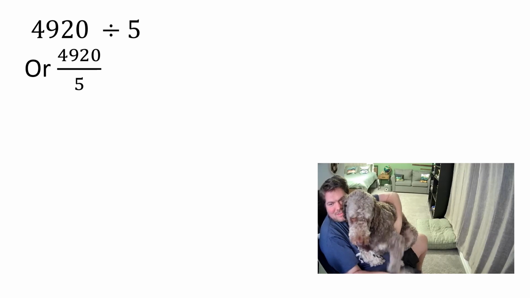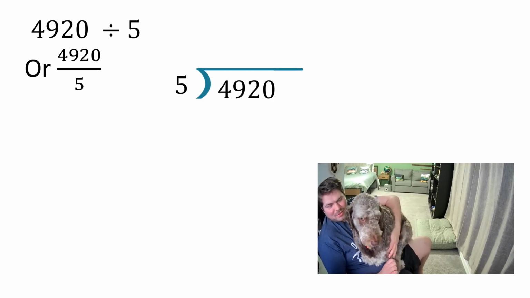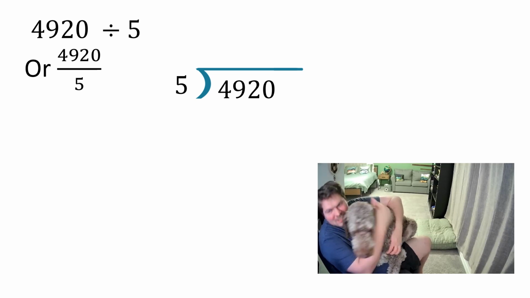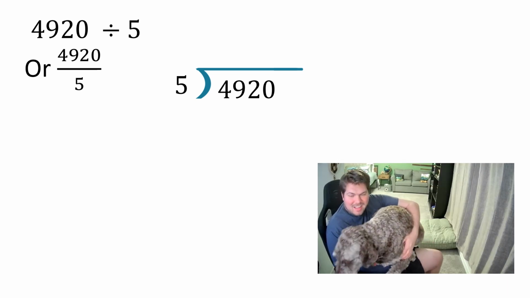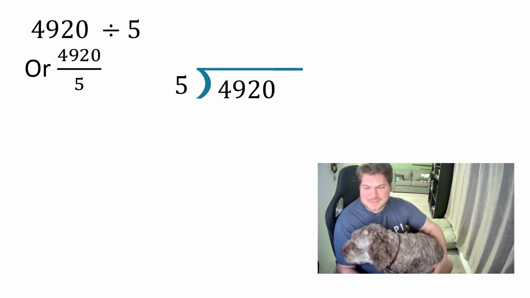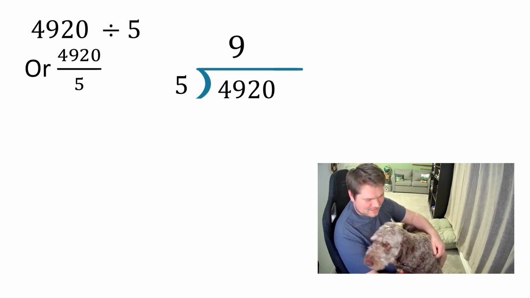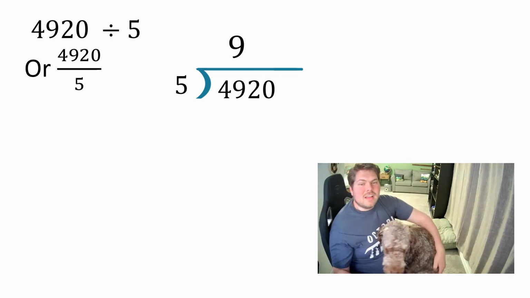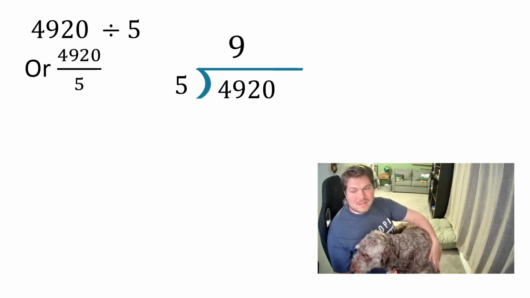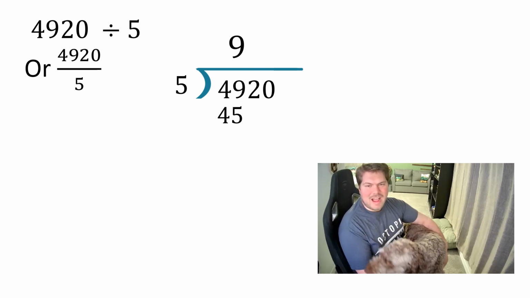Here, let's find out. All right, so how many times does 5 go into 4? You're right, it doesn't go into 4. That was super silly. All right, but it does go into 49 9 times, right? So now 5 times 9 is 45, and then we're just going to subtract.